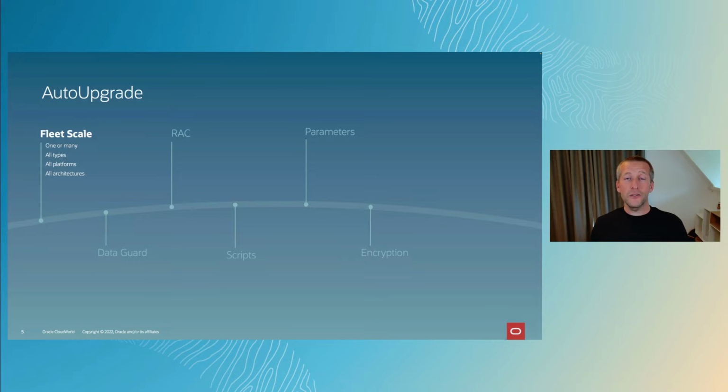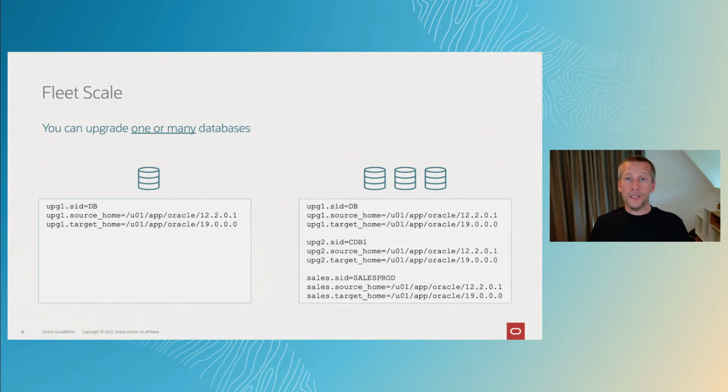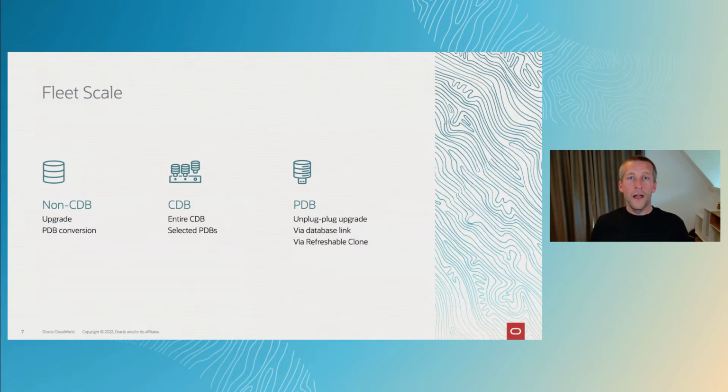AutoUpgrade can easily fit into your organization, regardless of which database architectures you use. If you have only one database, that's very easy to upgrade with AutoUpgrade, but even if you have many databases to upgrade, it is equally easy. You have one configuration file, you put in multiple databases, and you just kick off AutoUpgrade one time. Using a central console, you can monitor the progress of all the upgrades, and it's very easy. And it doesn't matter whether you have non-CDB, entire container databases, or individual PDBs that you want to upgrade. AutoUpgrade can handle it all.